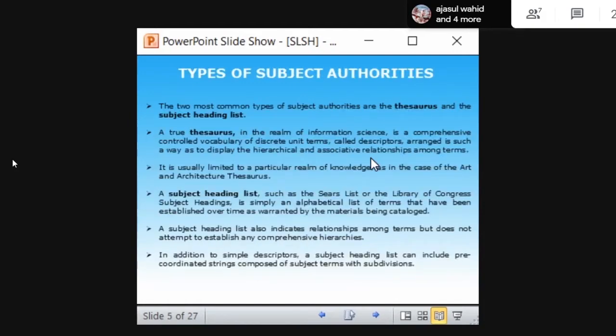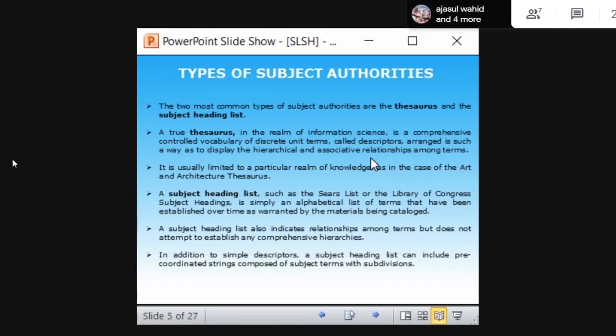Fine. So these are the different types of subject authorities. What are the types? One is the thesaurus, and we will be discussing the thesaurus in the forthcoming classes. What is a thesaurus? What is the need for it? How do we construct a thesaurus? And the factors associated with it. And the next is the subject heading list. That is what we are talking about, right?